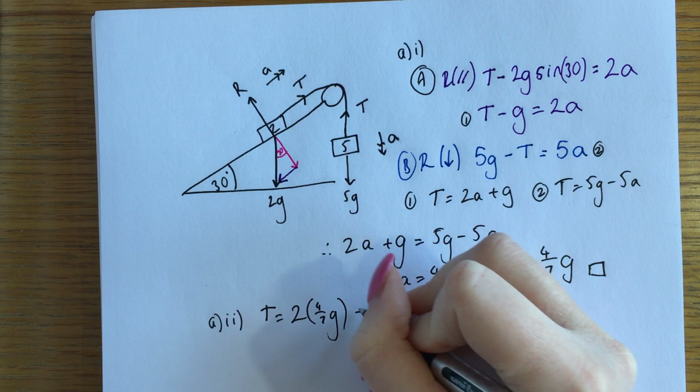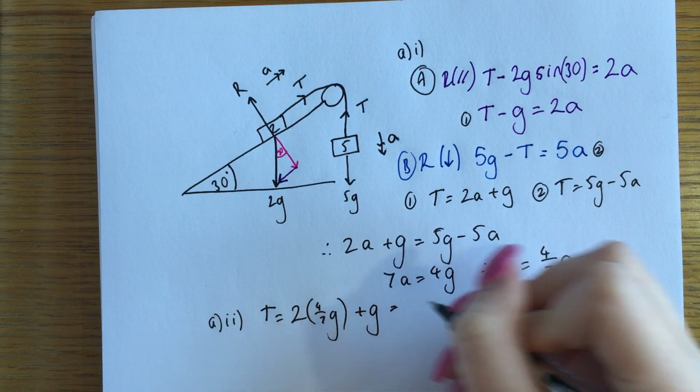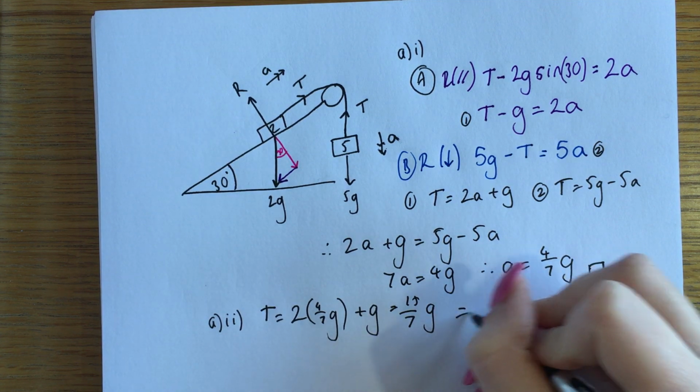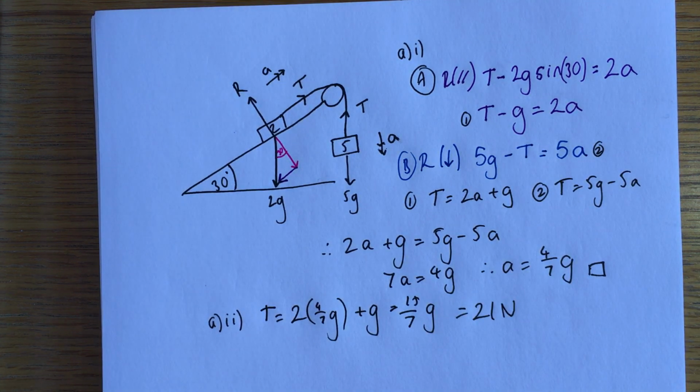So I'm going to choose equation A, which is 15/7 of G. But actually it's quite a nice solution. It's exactly 21 newtons. So that is quite nice, actually. Don't often get a whole number for a lot of our values.